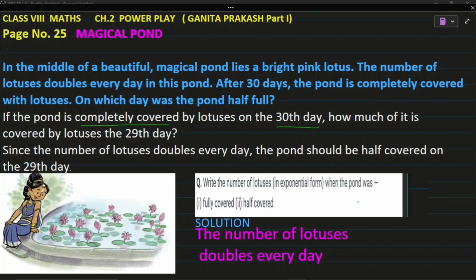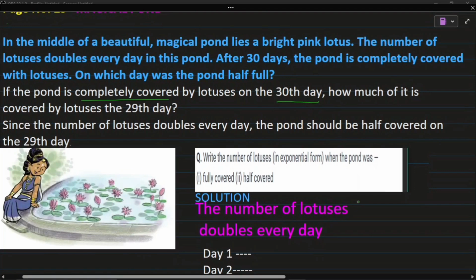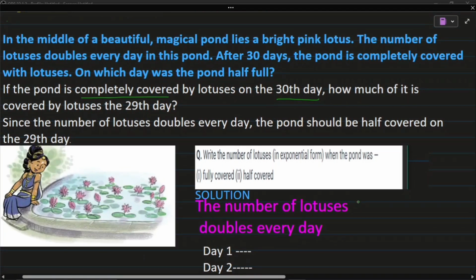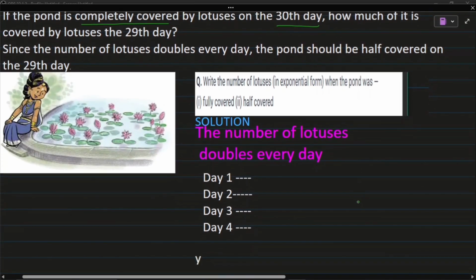Now the question given, what do we have to solve? The question is, write the number of lotuses in exponential form when the pond was, first question, fully covered. It is given that on the 30th day it is fully covered. Okay, I am giving the answer based on this. On the 30th day, it is fully covered, and we have to write the number of lotuses on that day in exponential form.